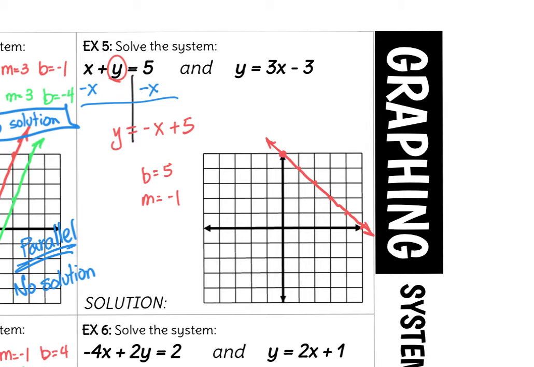Okay. Next, I've already got a slope-intercept form here, so I'm going to just start with my slope and my y-intercept. So I'm at -3, and I have a slope of 3, so 3/1, and it's going to intersect right there. Okay, so my solution right there, that's at (2, 3). All right. Okay, last one.